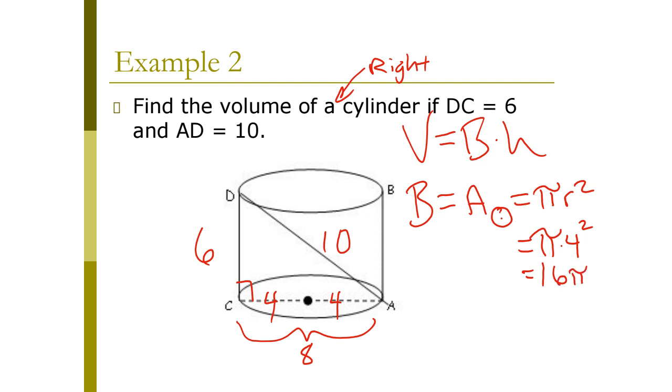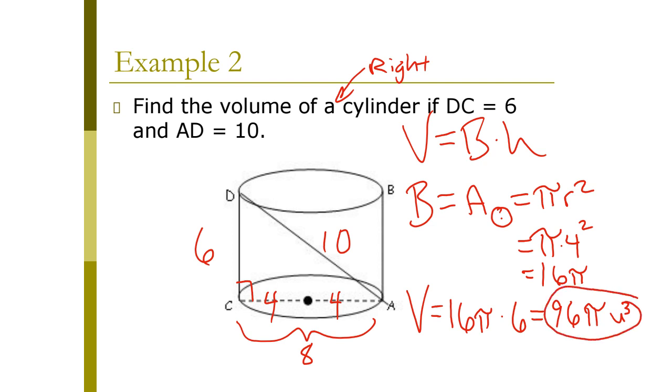Excellent. Excellente. So if I have my big B, what do I need to do to find the volume? Well, it's big B, which is 16 pi, times my height of 6. That gives me 96 pi. That would be units cubed. This is my exact answer.